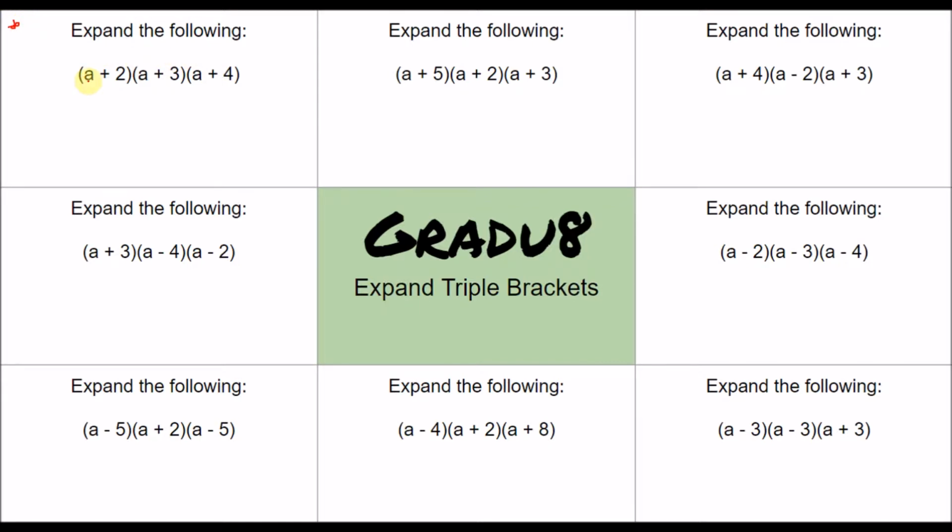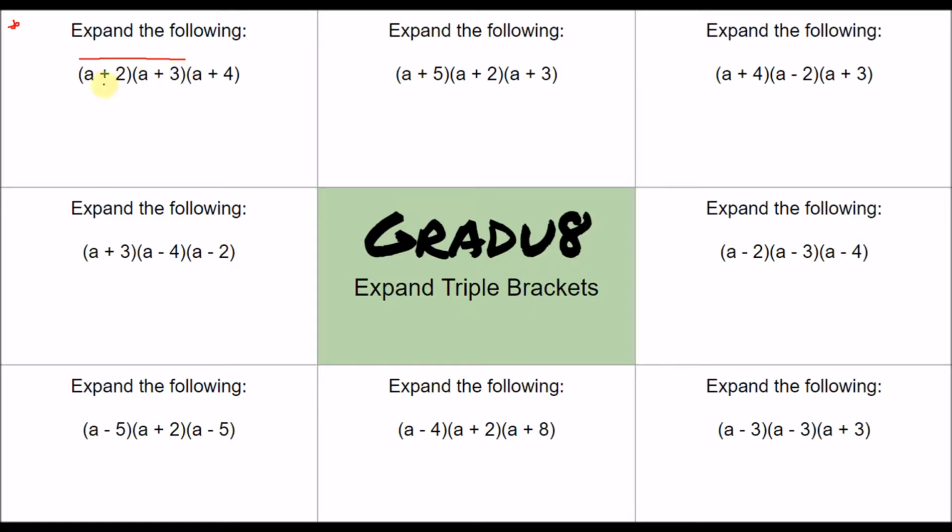You've got a plus 2, a plus 3, and a plus 4. Whenever you see a triple bracket question, what I want you to do is cover up the final bracket. So, for me, I'm going to cover up this a plus 4, and instead I'm just going to work out and pretend it's a double brackets question. So a plus 2 and a plus 3.